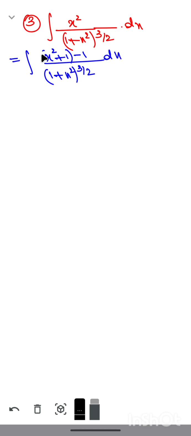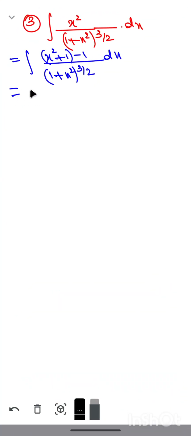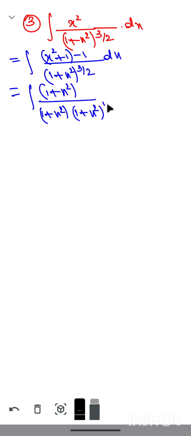Now later on you can make a group in the numerator. The first two terms are to be considered as one group and the last term as another group. So the integration of 1 plus x square, whole divided by the denominator 1 plus x square to the power 3 by 2, can be rewritten as 1 plus x square into 1 plus x square to the power 1 by 2, because a to the power m into a to the power n can be written as a to the power m plus n. So 1 plus 1 by 2 will become 3 by 2 only, into dx.